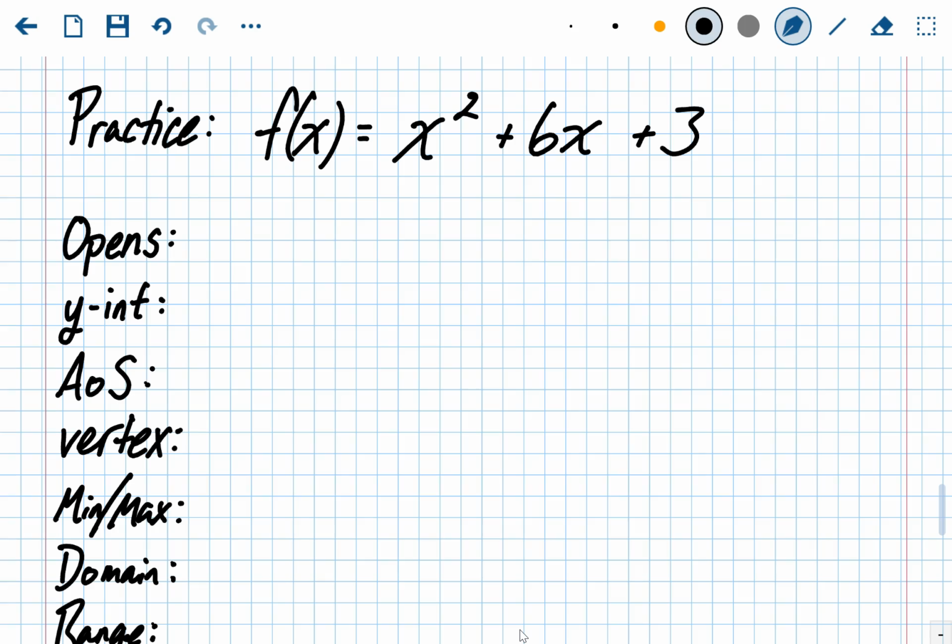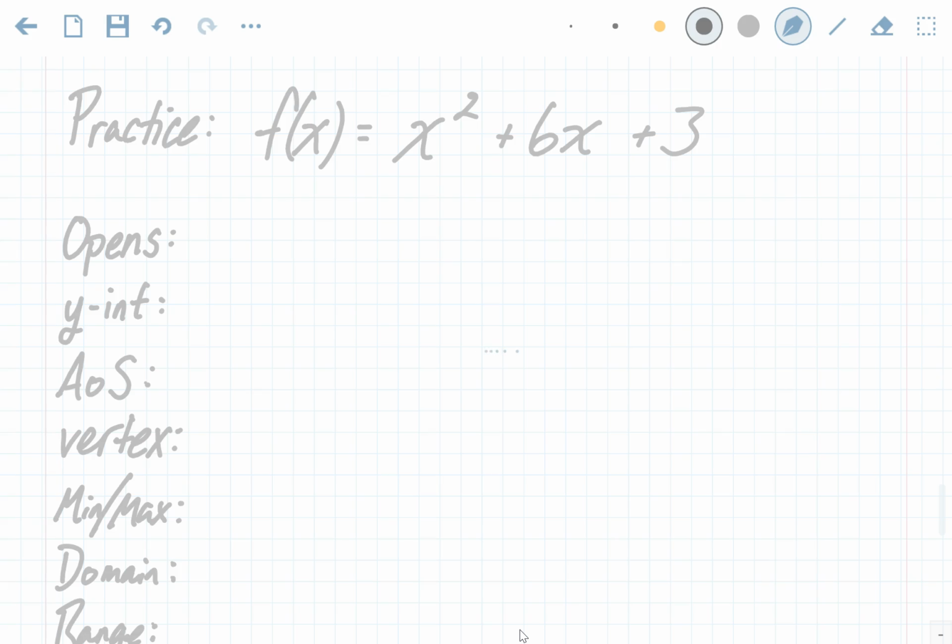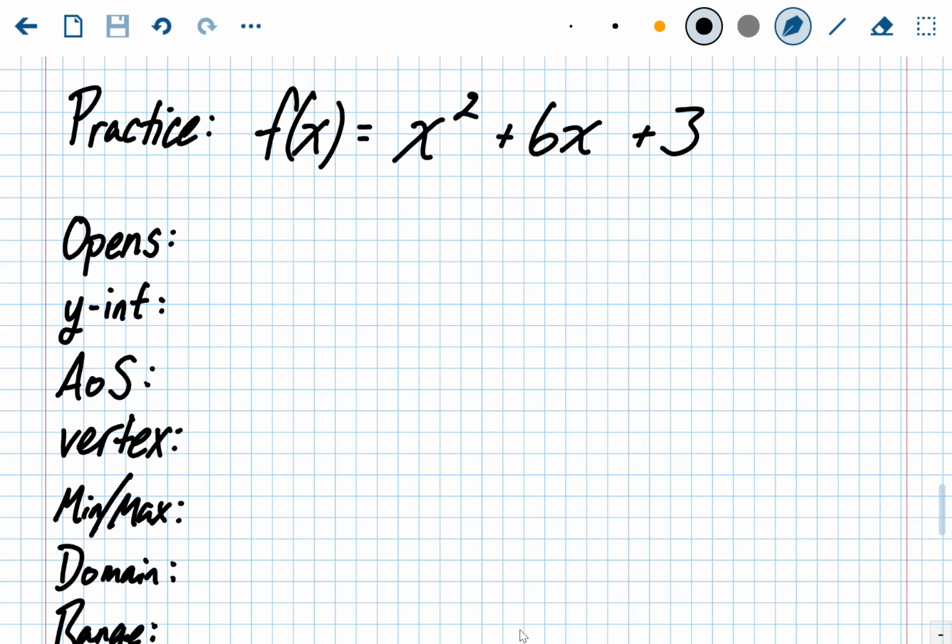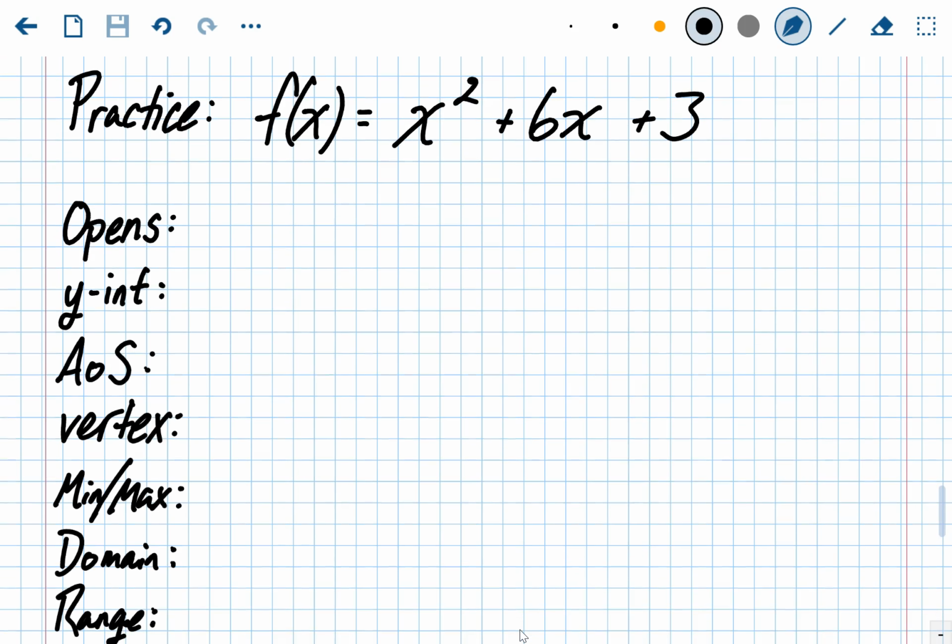Okay, so we did notes, we did definitions, we had formulas. We did an example problem. This is a practice problem. So if you want to pause it here, write all this stuff down and try and figure out all this information, go for it now, because I'm just going to go through this.